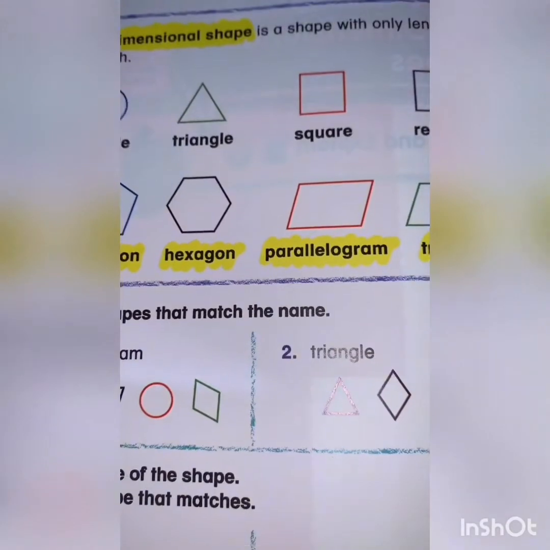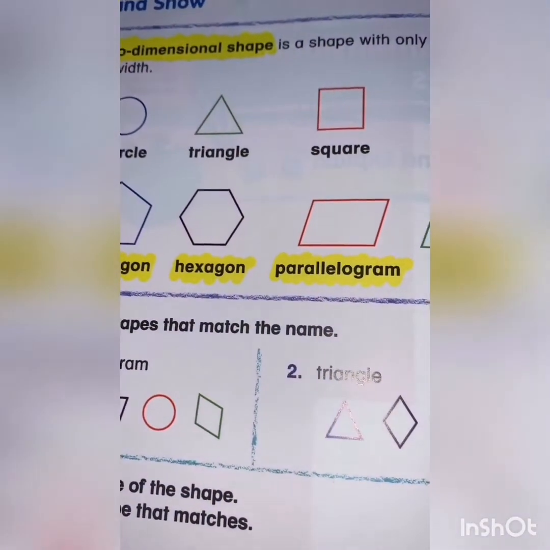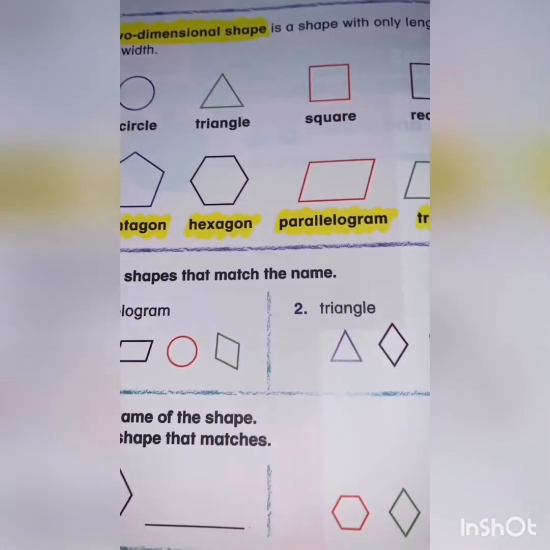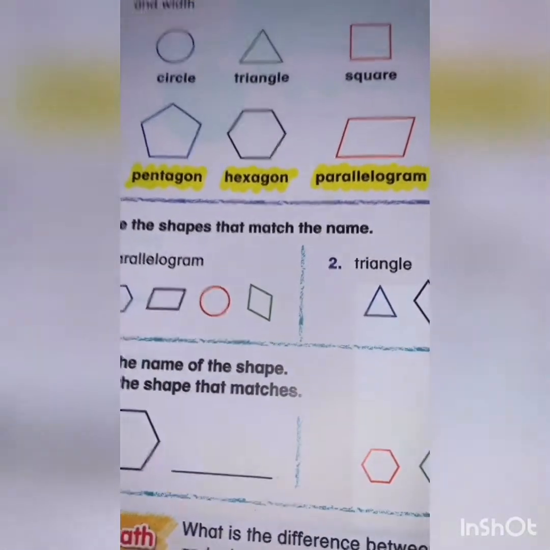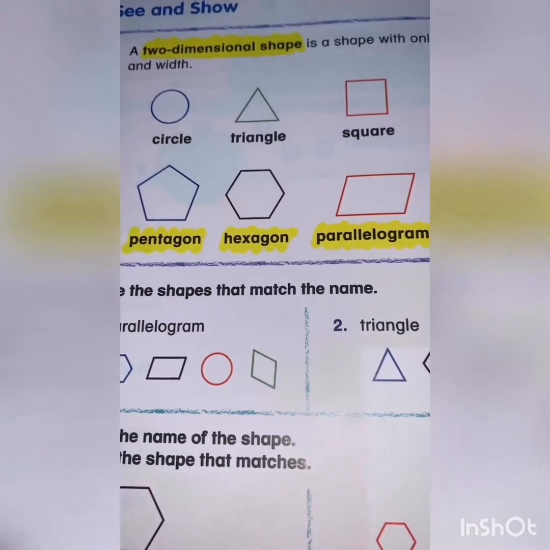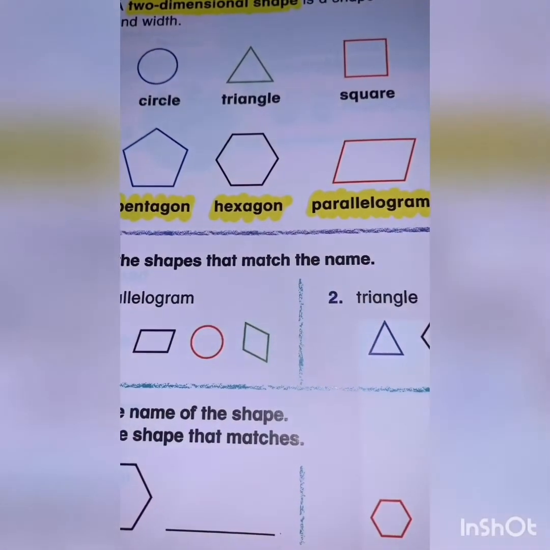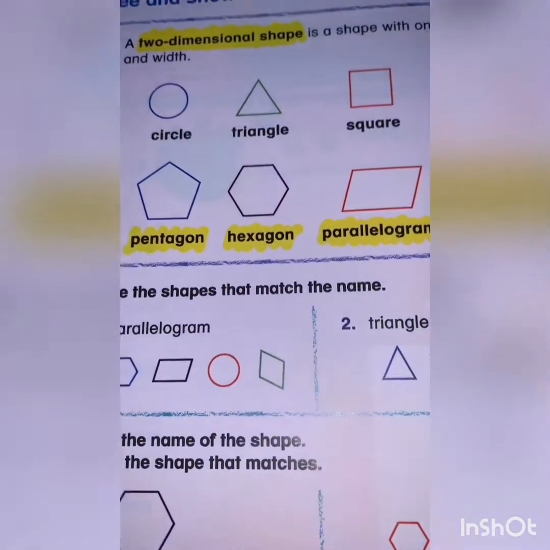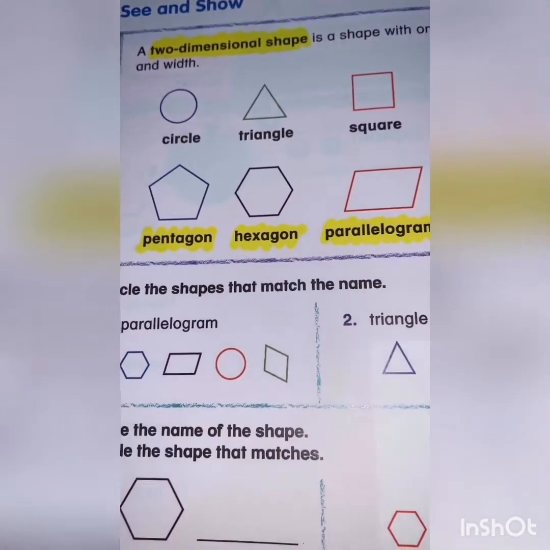So you will find lots of objects at home have different shapes. The door, for example, at home, the window. In your class, the board, your desk, your charts. So you can find lots of objects at home and in class also.